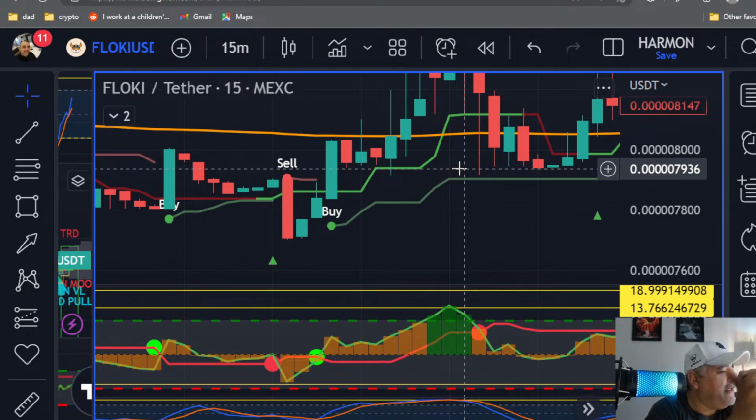If you understand what it is to be patient, your job is to do one thing: one trade, the right trade, 30% profit. That's your daily goal. Your job every day is to do one trade, the right trade, 30% profit.